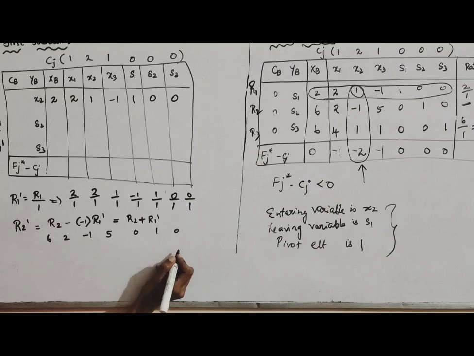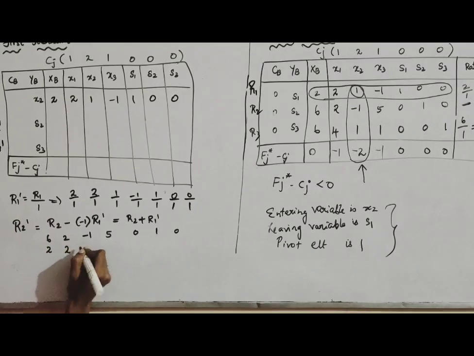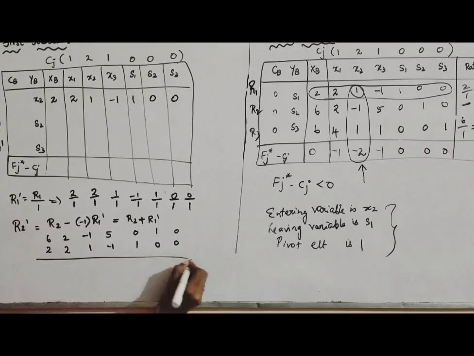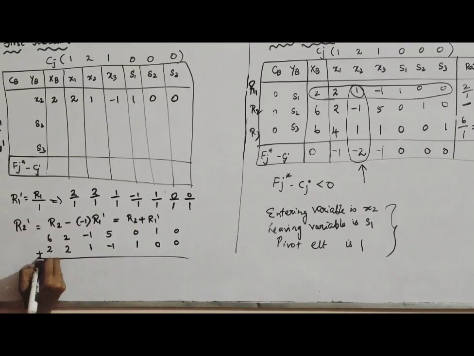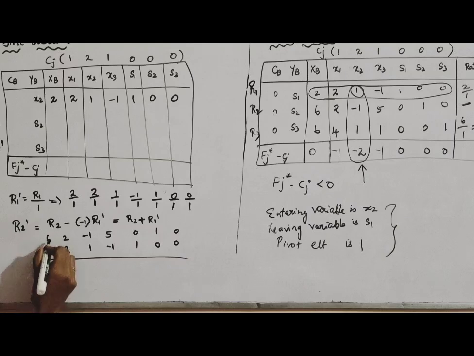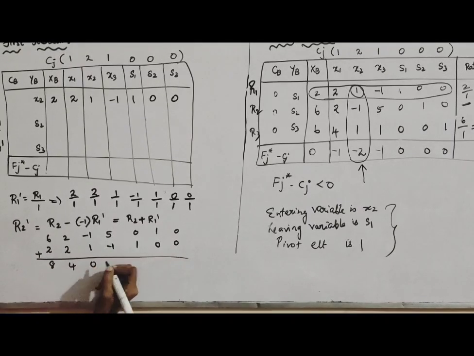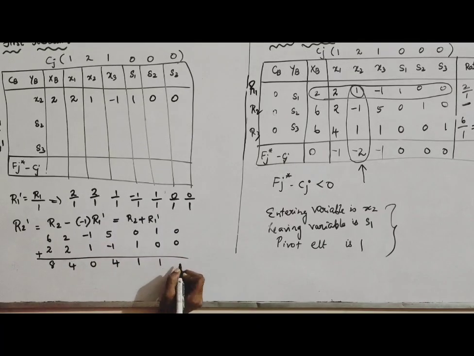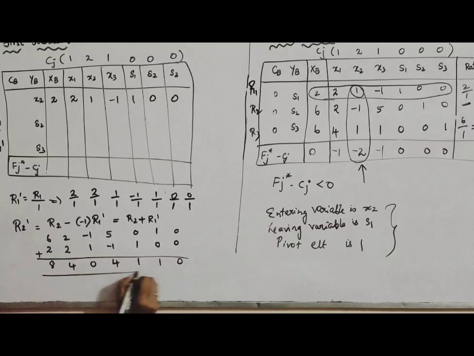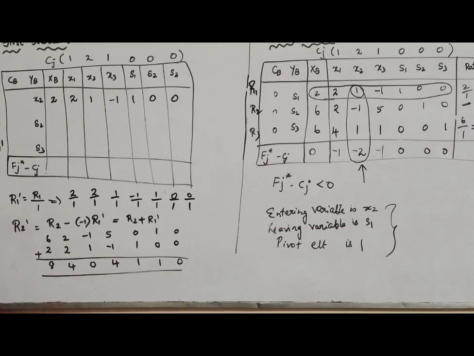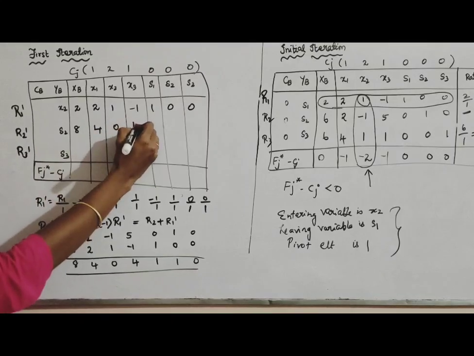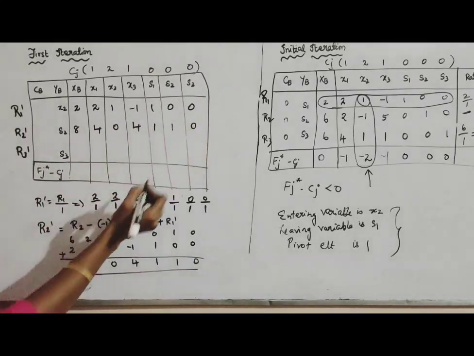What is R1 dash? 2, 2, 1, minus 1, 1, 0 and 0. You have to add these two rows. Therefore, while performing the addition, we are getting 6 plus 2 is 8, 2 plus 2 is 4, minus 1 plus 1 is 0, 5 minus 1 is 4, 0 plus 1 is 1, 1 plus 0 is 1, 0 plus 0 is 0. Therefore, R2 dash value is 8, 4, 0, 4, 1, 1 and 0.